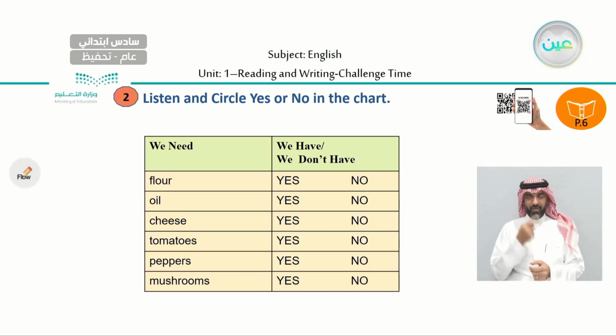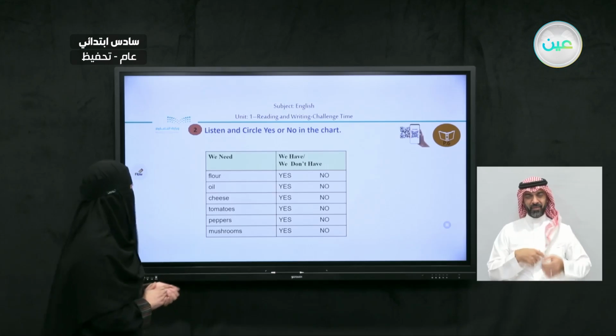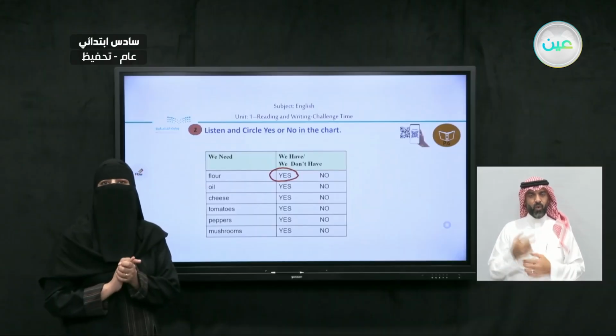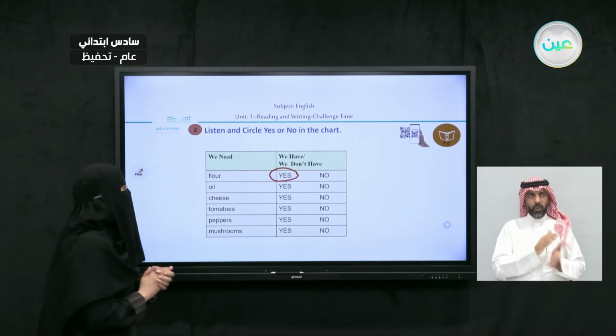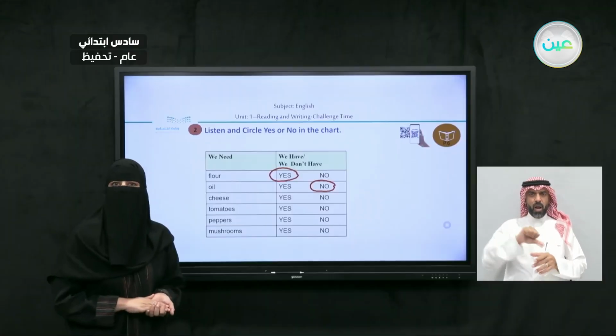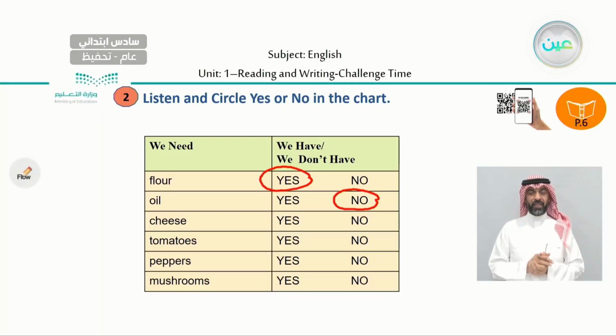Okay? Done? Okay, let's check together. So, what about flour? Do they have flour? Yes or no? Yes. We have some flour. Okay, what about oil? No, we don't have any. We don't have any oil in the house. Okay, very good. Now, cheese.